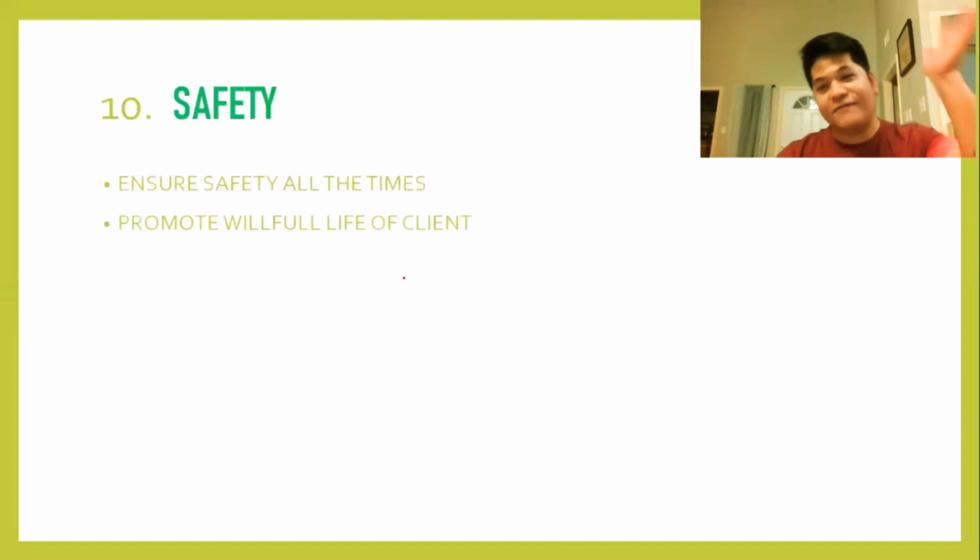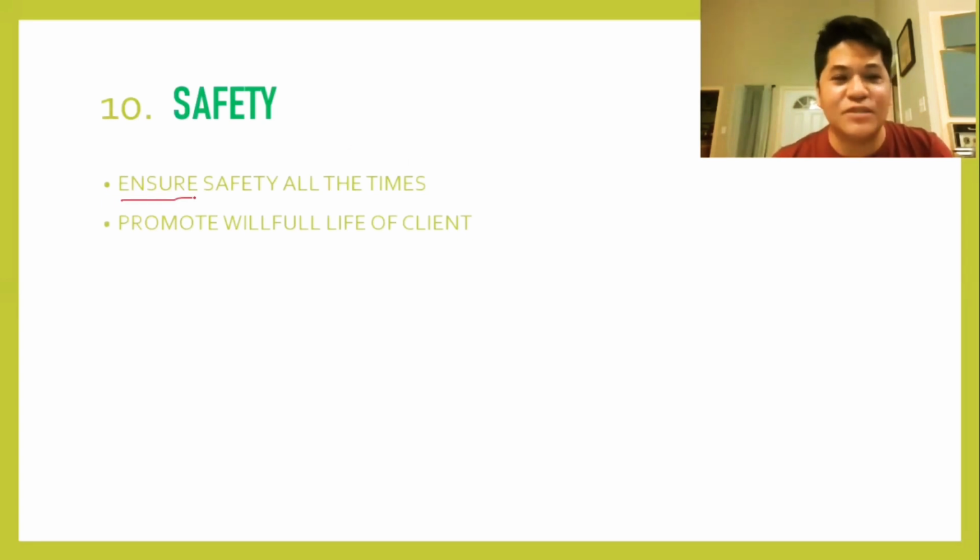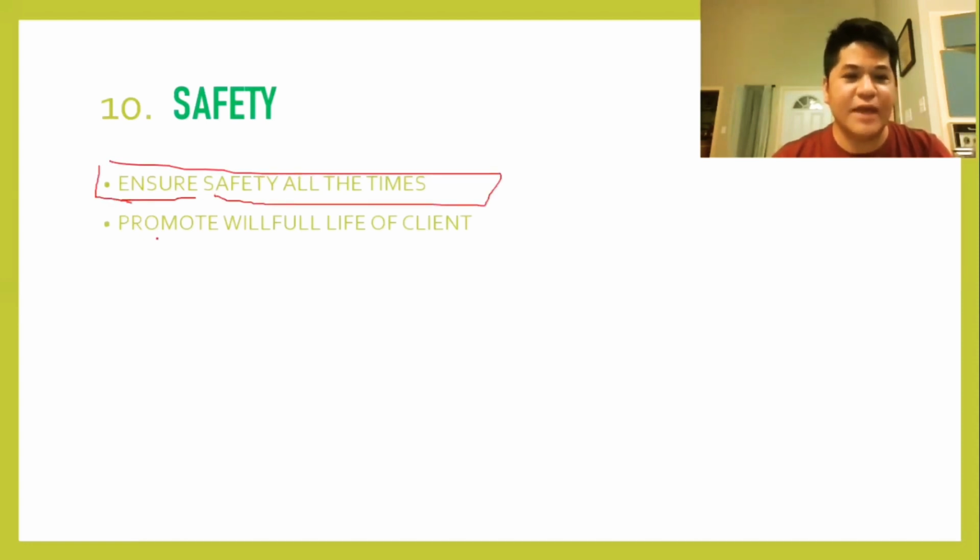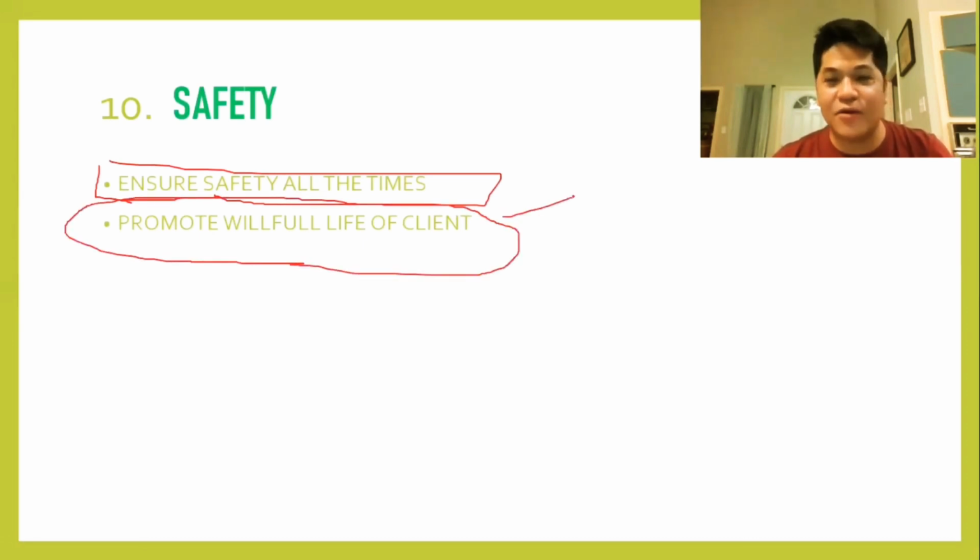Next, safety is the best policy. Always remember that safety is the best policy for the client. Of course, always ensure safety at all costs and at all times. So that will be your answer. And promote the well-being of the client. Of course, we're here to save lives for the client. We're a hero in our own way.